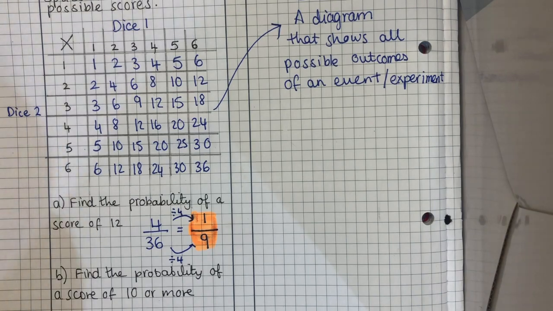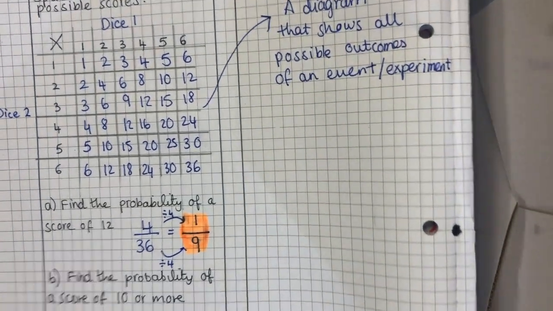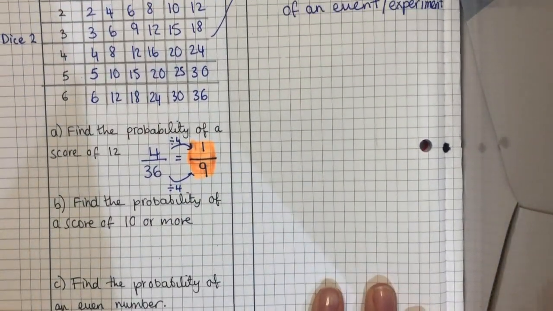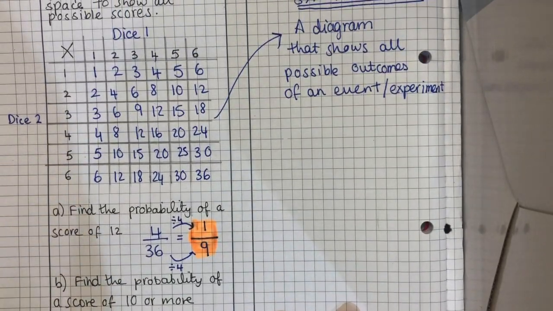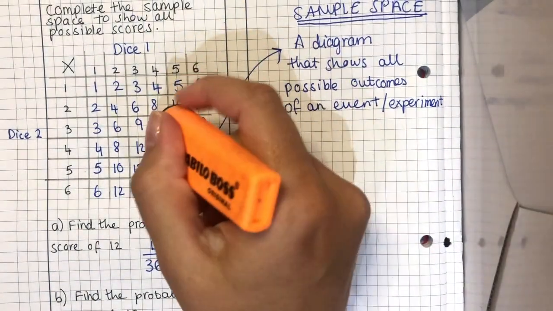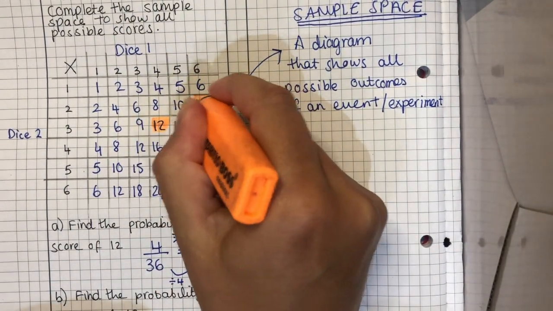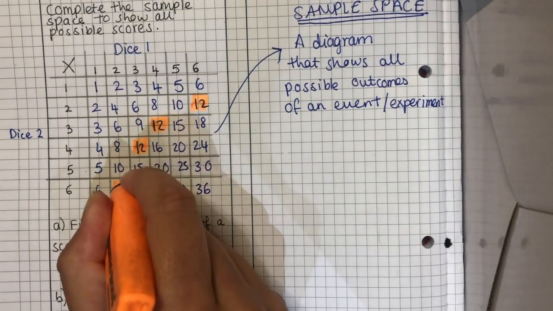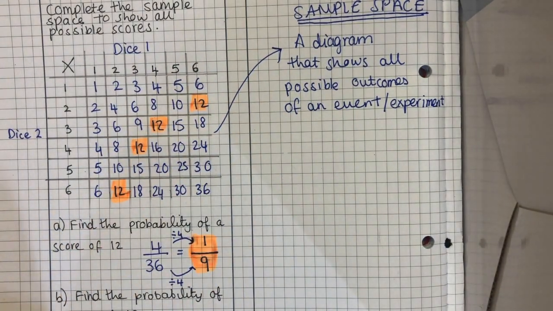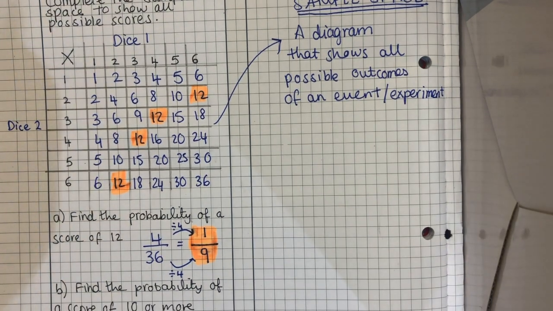Okay. Next question. Find the probability of a score of 10 or more. Actually, let me just highlight 12s in one colour. Okay, find the probability of a score of 10 or more. All you need to do is go through your sample space and highlight all the ones that are numbers that are bigger than 10.